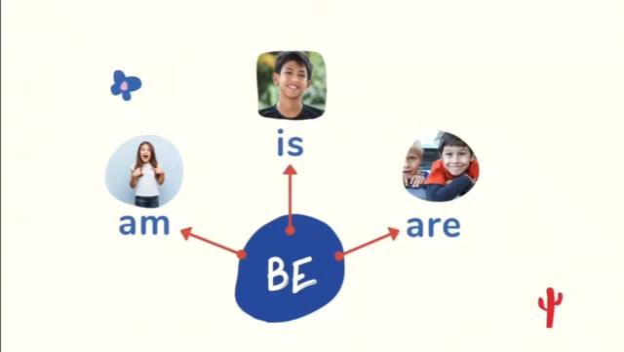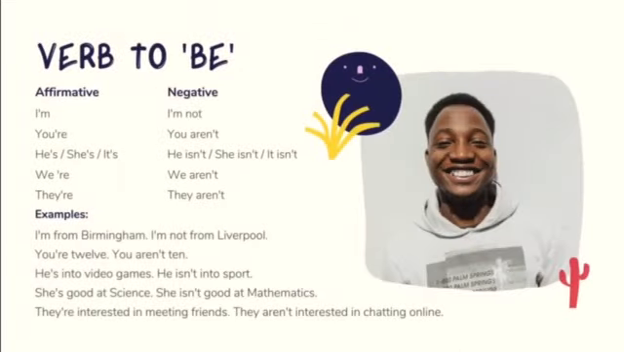In present simple, the word be has three forms. The first one is am, for example, I am. The second form is is, for example, he is. And the third one is are, for example, you are. And the verb to be will change its form according to the subject pronouns.